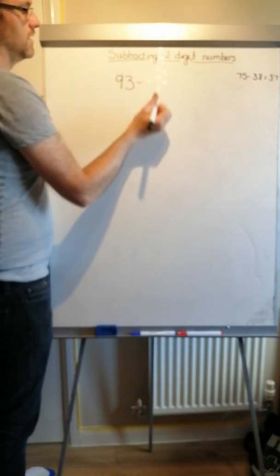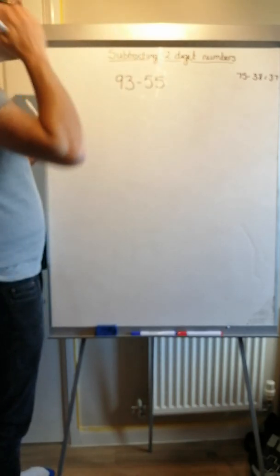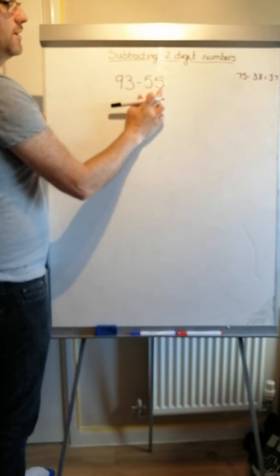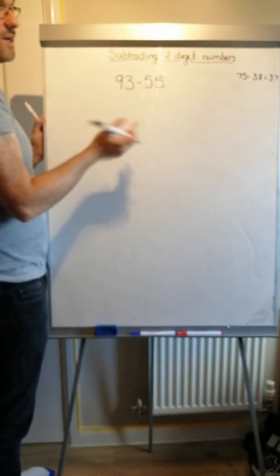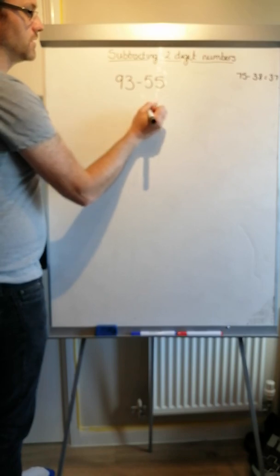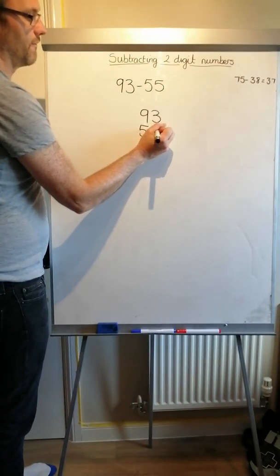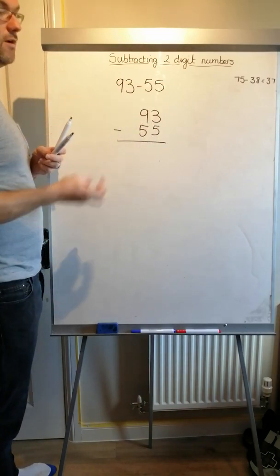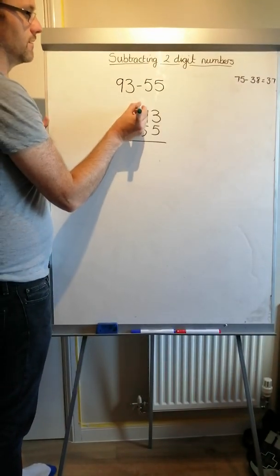93 take away 55. I know I'm going to have to do some transferring over, some substituting, because the 3 is smaller than the 5. I cannot swap these round. I can't do 95 take away 53 because that would be changing the question. So bigger number on the top, smaller number underneath. There's my line, there's my takeaway. So 3 take away 5. 3, can't do it, so we're going to have to swap again.